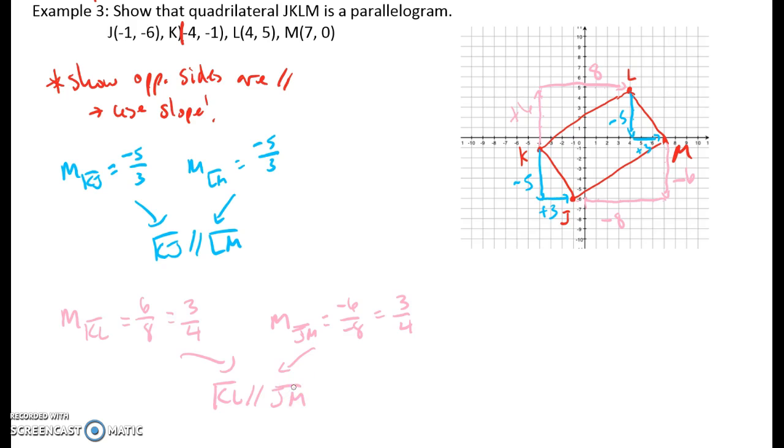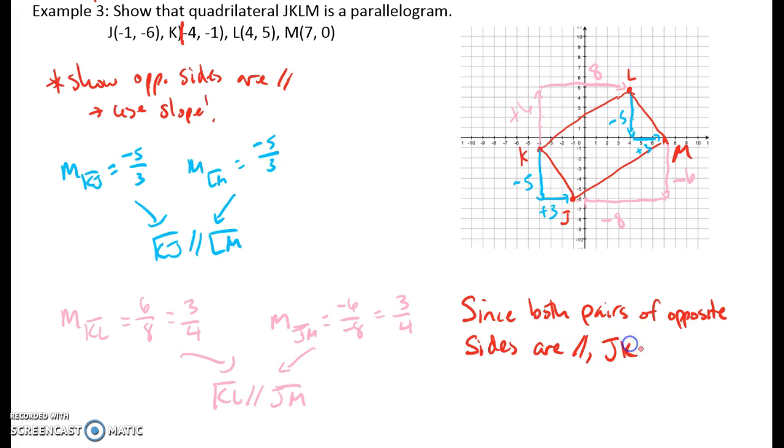And now always finish off with a summary statement. All right, so I can say since both pairs of opposite sides are parallel, JKLM is a parallelogram. All right.